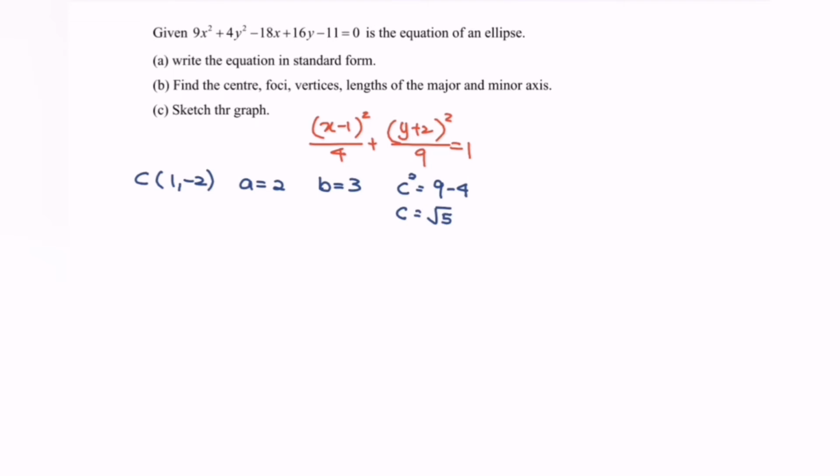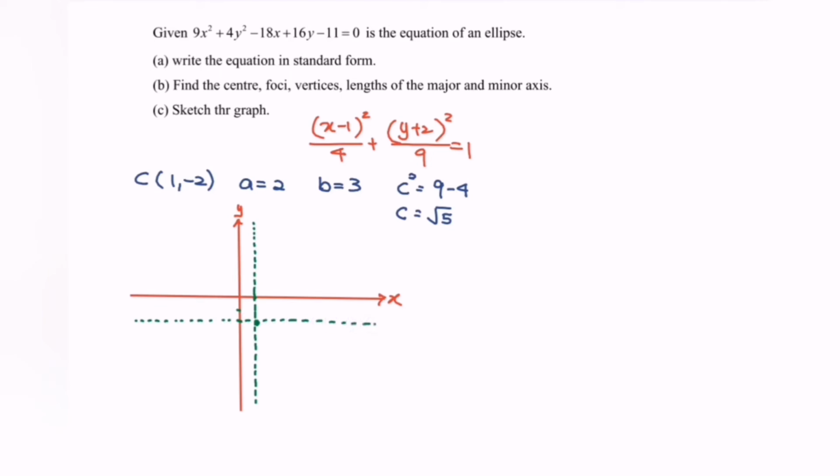Next, referring to the graph. Here we have the xy axis. Kindly locate the point for the center of the ellipse, which is 1, negative 2. So here we have the center of the ellipse. Next, we have the major axis, which is the axis that is parallel to the y-axis. Then we have the minor axis, which is parallel to the x-axis.